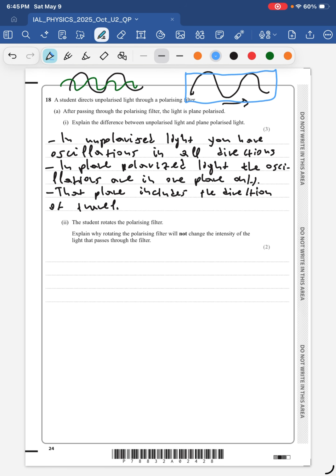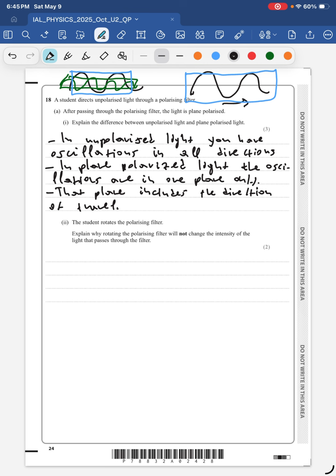Whereas in the other light I drew, you have a plane like that, and it also includes a plane like this. So you see that it oscillates in many different planes pretty much. Okay, I hope this makes sense. If it doesn't, please Google it and find a better picture. I don't know how else to describe it.